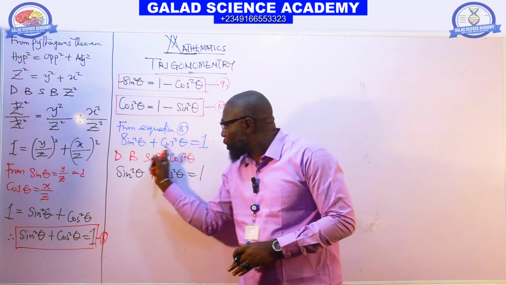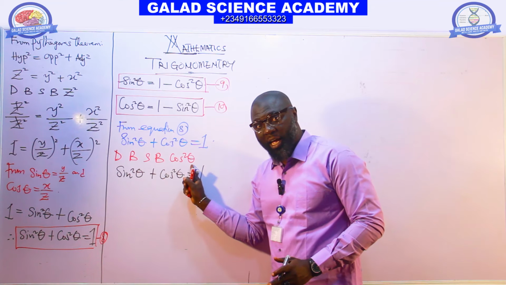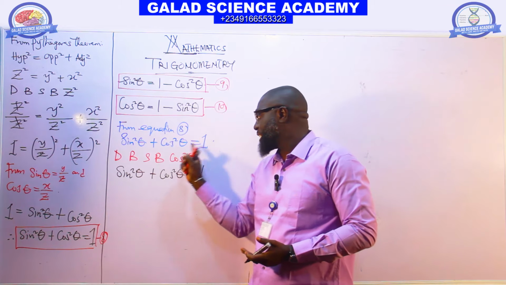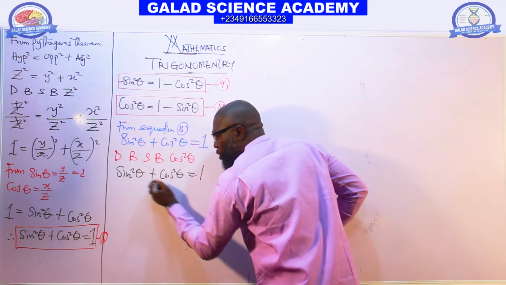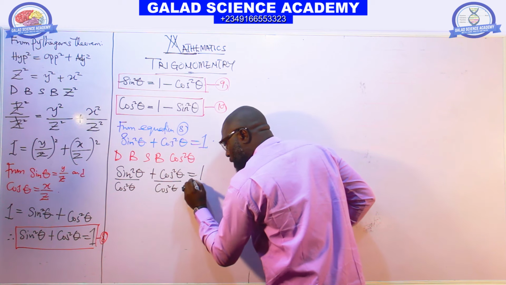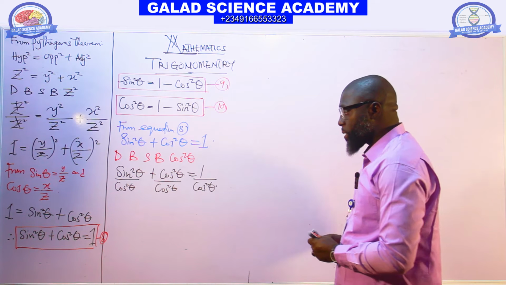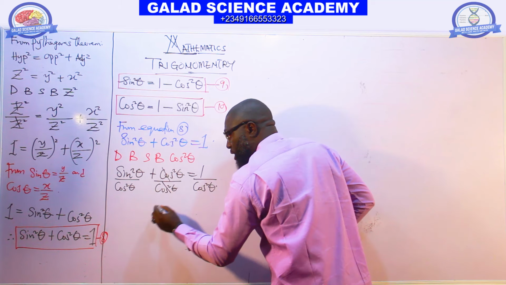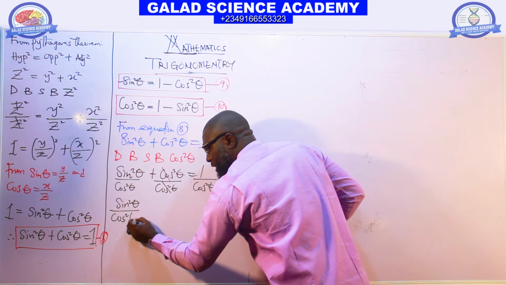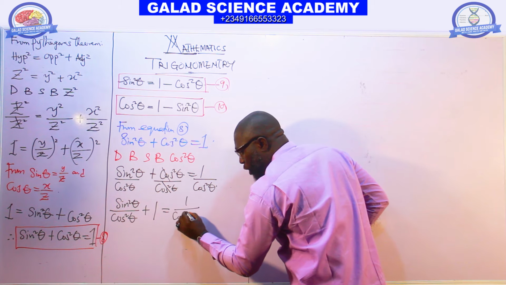So I say, let me divide the equation I brought back, sin squared theta plus cos squared theta, by cos squared theta. That is, divide equations 10 and 8 by cos squared theta. Sin squared theta over cos squared theta, cos squared theta over cos squared theta cancels, and 1 over cos squared theta. We have sin squared theta over cos squared theta plus 1 equal to 1 over cos squared theta.